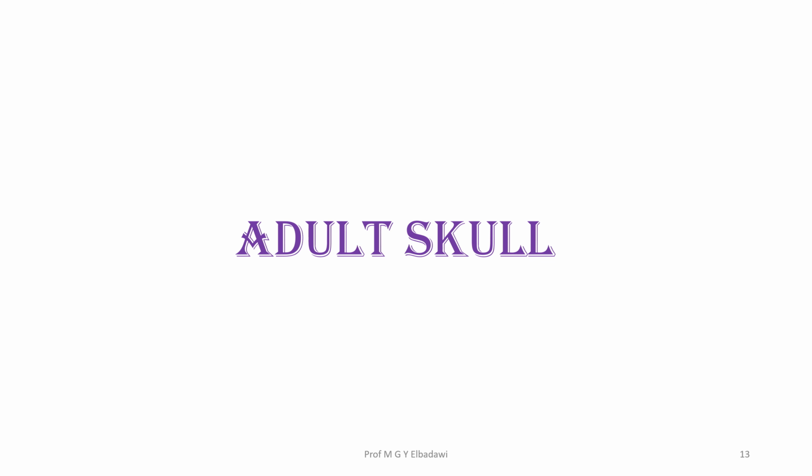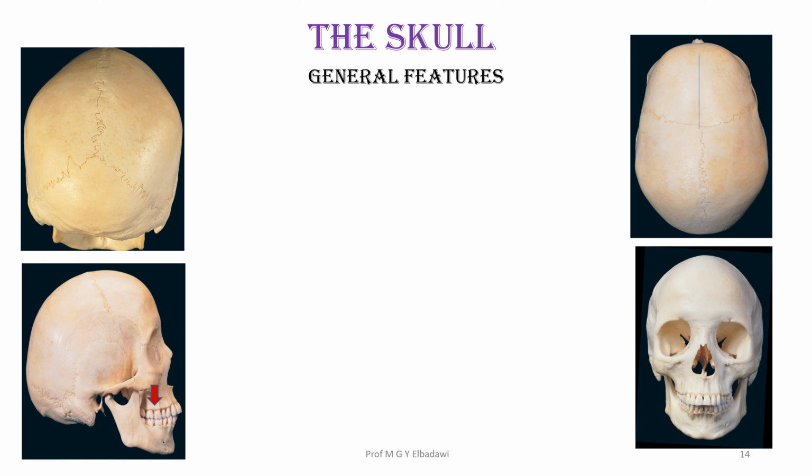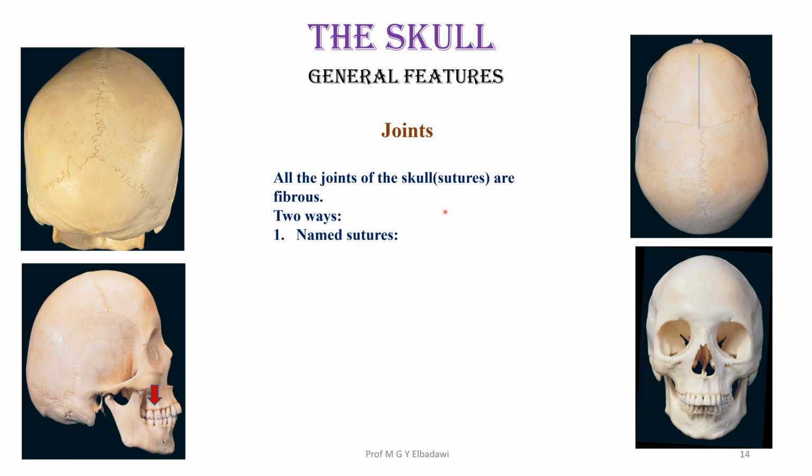Now to the adult skull. In the adult skull, we'll start with the general features of the skull, and those are the joints to start with. All the joints of the skull are called sutures, and they are of the fibrous type. There are 2 ways to name those sutures. Either given names, like in the lower limb or upper limb, where knee joint does not include the 2 articulating bones, and elbow again does not mention the articulating bones.